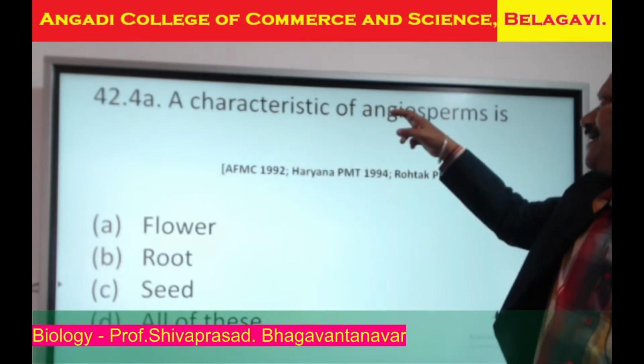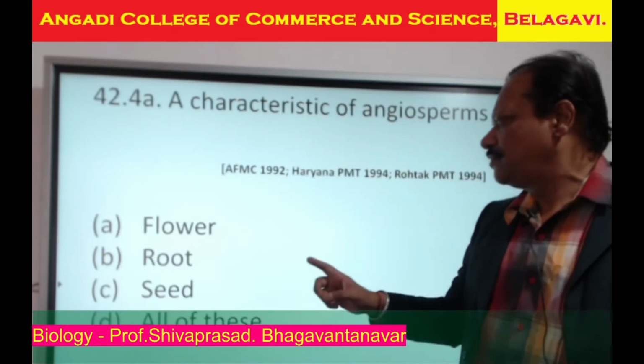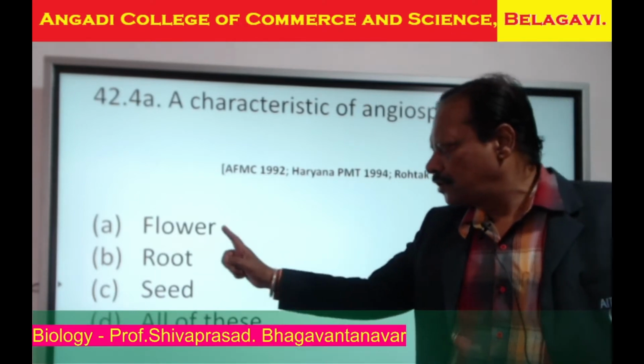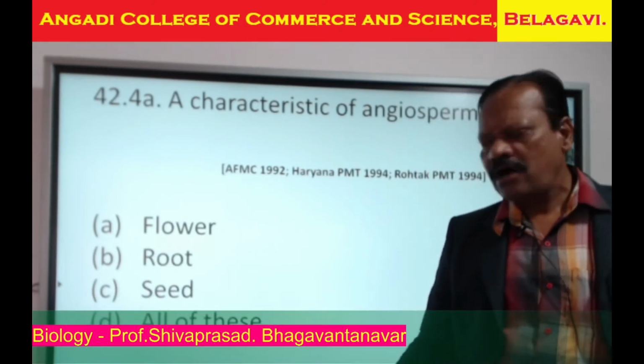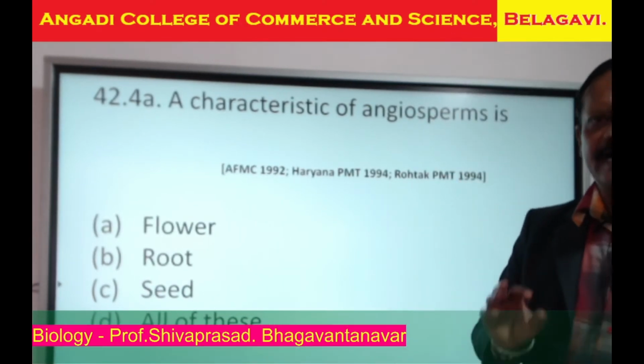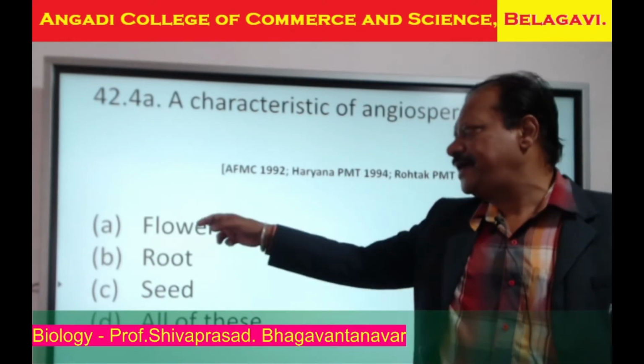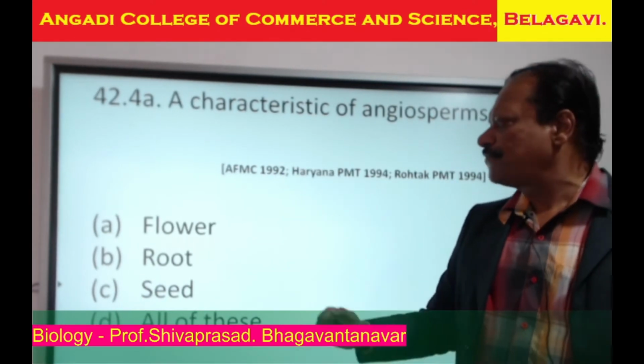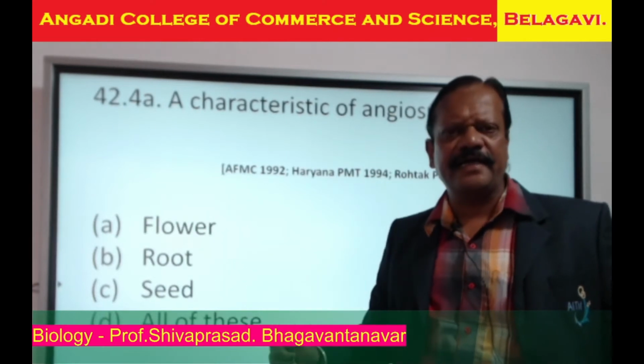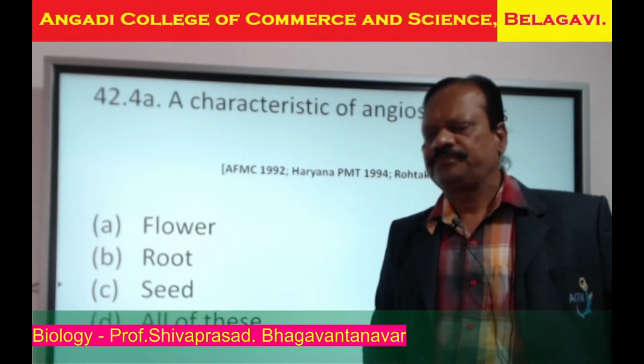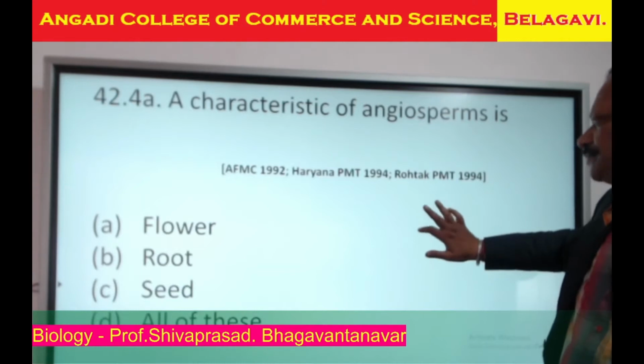Here a characteristic of angiosperm is, what is that? Flower, root, seed, all of these. Here the right answer is flower. So option A is the correct answer here, that is the flower. We'll move to the next.